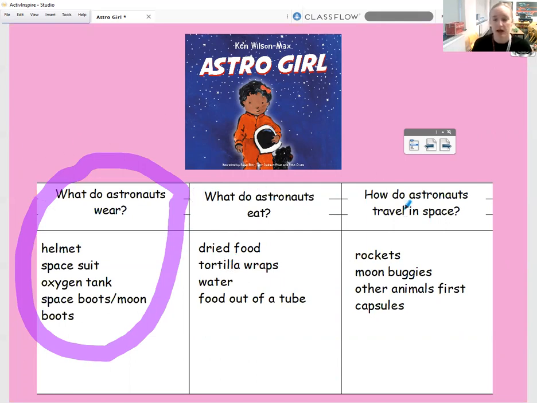So I split my fact file up into 3 sections and chose 3 different subheadings. And the first subheading we had was, what do astronauts wear? Okay. My second subheading was, what do astronauts eat?